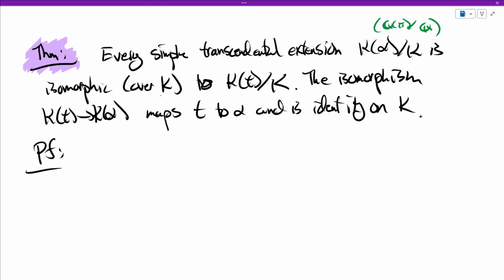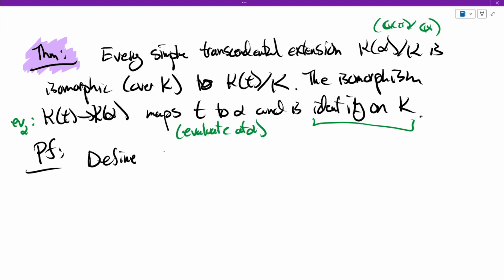Then it's isomorphic over k. Over k just means it's the identity on k, which I emphasize here, to rational functions over k. And the isomorphism is evaluated at alpha. So you should think about this as evaluate at alpha. So I might even call this ev sub alpha, for evaluated alpha. All right, proof. Well, define. I'm just going to call it evaluated alpha because that's what I've done here. The book uses phi, but it's better to be more descriptive than less descriptive, in my opinion.